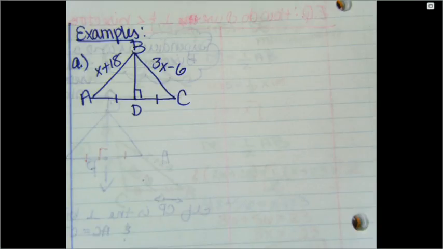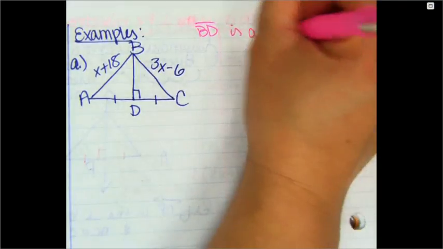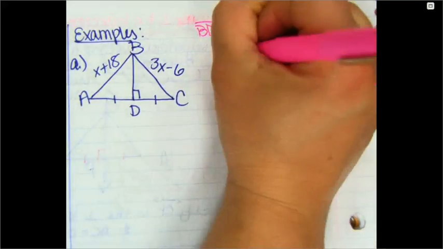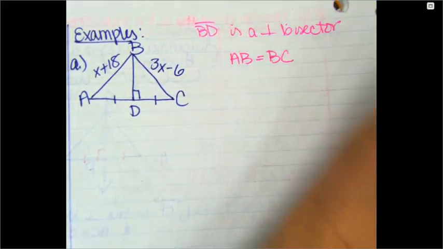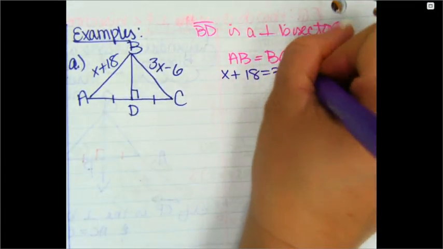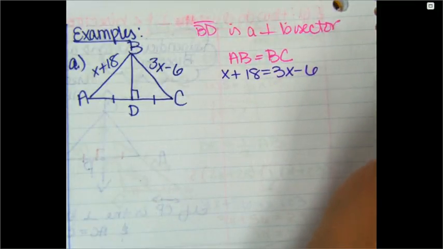Alright, ready? What do we know? What do you know first? That BD is what? A perpendicular bisector. Since it's a perpendicular bisector, what do you know about AB and BC? They're equal. So if they're equal, what can you plug in? Good. And what do you do to both sides? I did minus x. Well, I added 6 first.